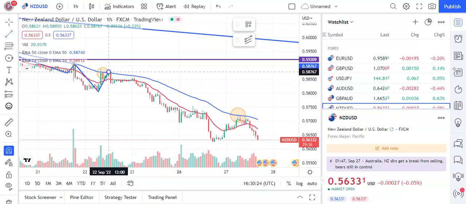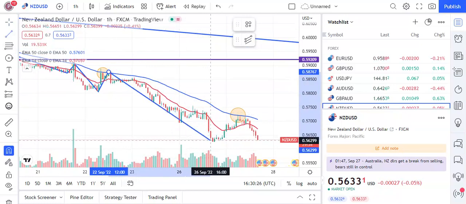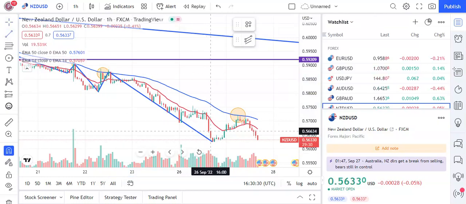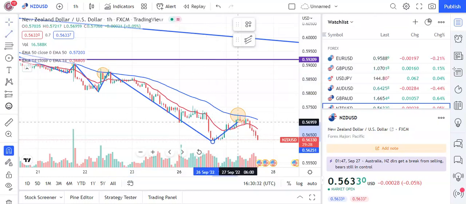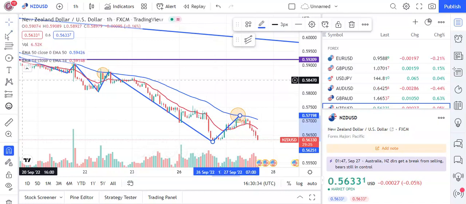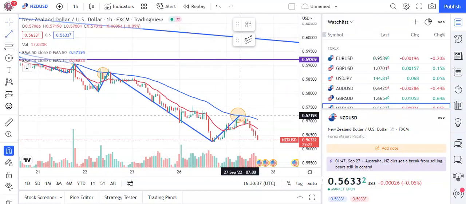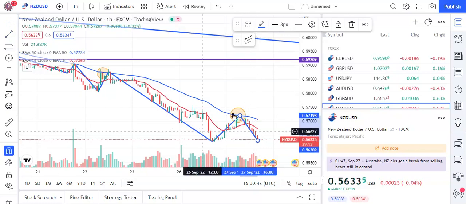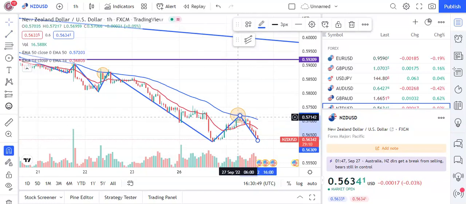Price now dropped down drastically here, right? Went back up to retest this 50 EMA here. And this is the current price. Today is 27th of September, and the price began to drop down again. Now, what can you notice here? That this 50 EMA has become a point where price gets to and it drops down.